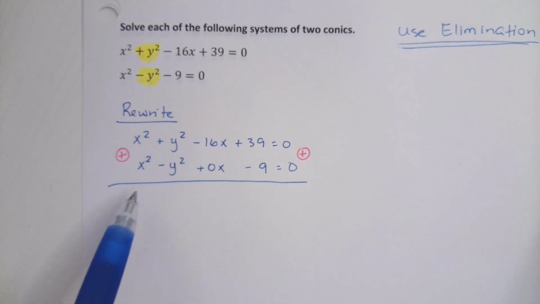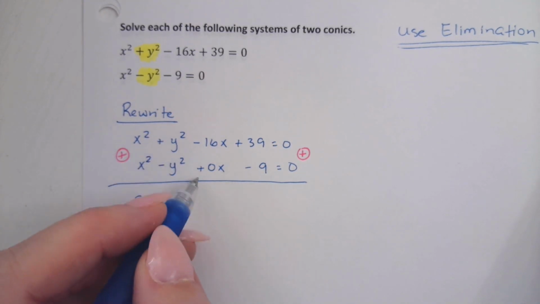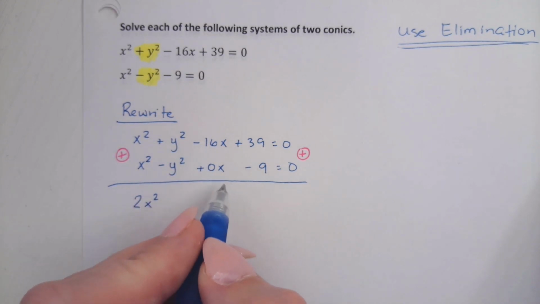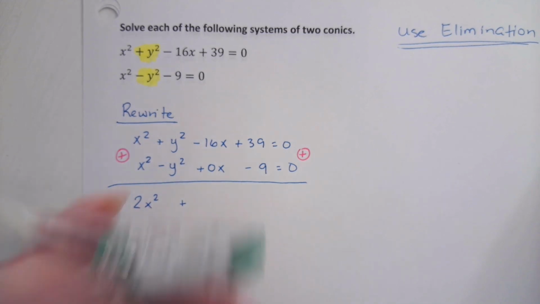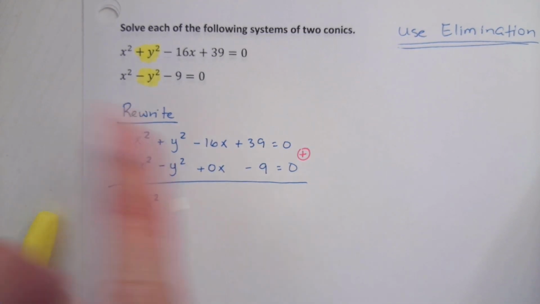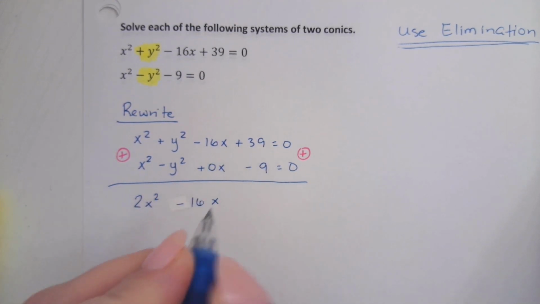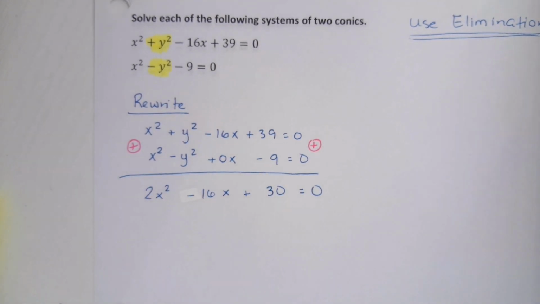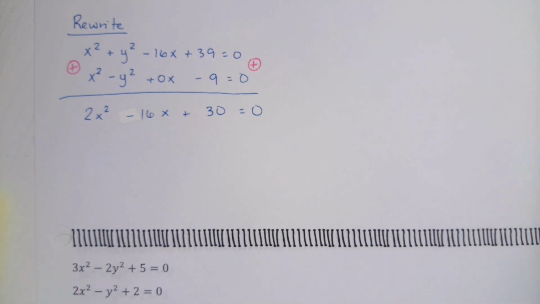So if I add my first column, what am I going to get? 2x squared. Good. And then my second column will cancel. And then negative 16x plus 0x, plus negative 16x. And then 39 plus negative 9 would be plus 30 equals 0. So basically what you have now is a quadratic equation. It's a quadratic that we need to solve.